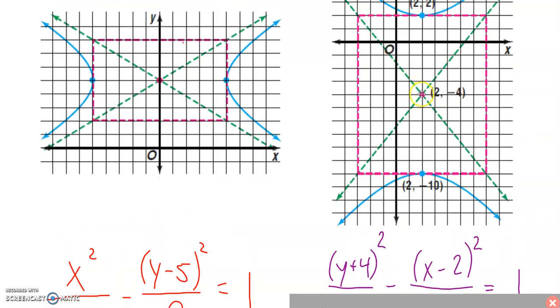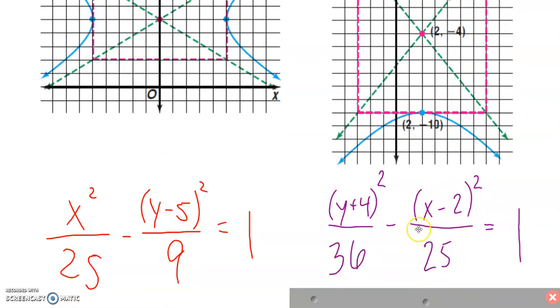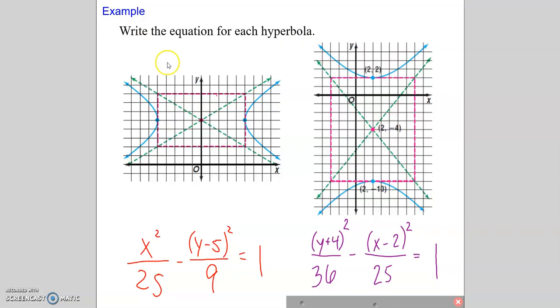And then in the x direction, you can see it's 1, 2, 3, 4, 5. So 5 squared goes under the x term. Now you'll notice I don't care whether that's called A or B. It actually is called B, but I can still get it in the right place without knowing that. And then in the y direction, 1, 2, 3, 4, 5, 6. 6 squared goes there. And there's the equation for each of those hyperbolas.